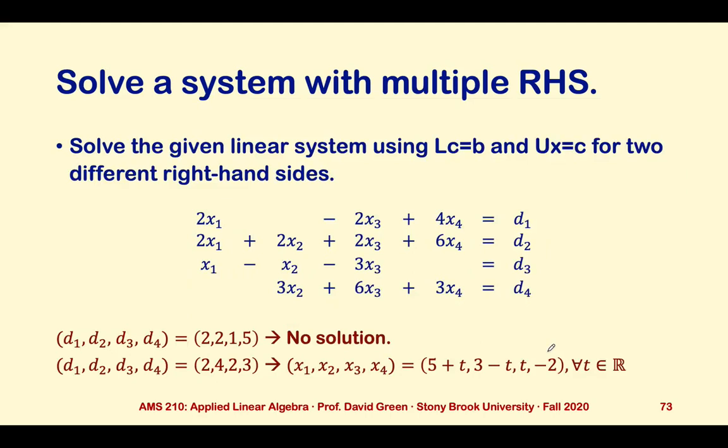This gives us our overall solution to the problem. The first right-hand side has no solution. The second right-hand side has many solutions with the parametric form here. Okay. That wraps up the examples I wanted to show.